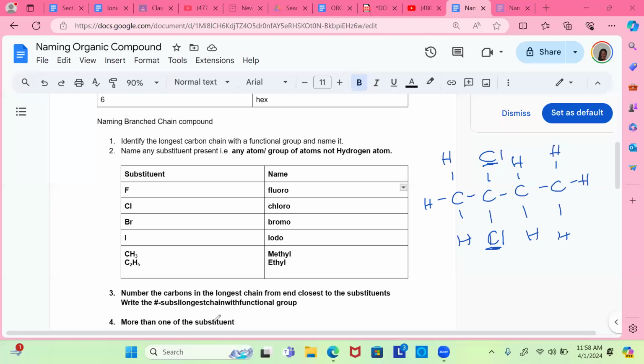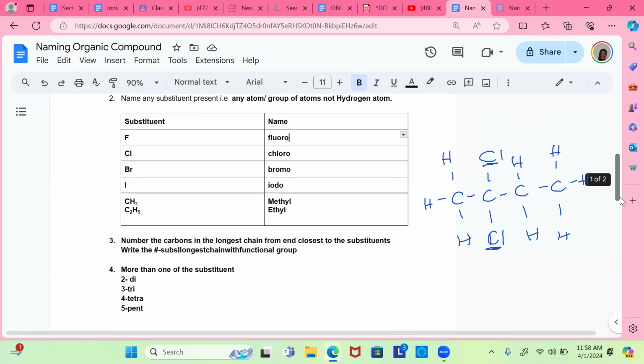Now, here we have more than one substituent. So when there's more than one of the same substituent, we're going to use di for 2, tri for 3, tetra if it's 4 of the same substituent, and for 5 of the same, we use penta. All right, so let's go.